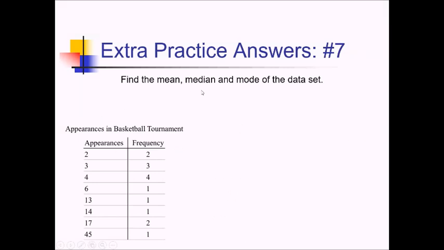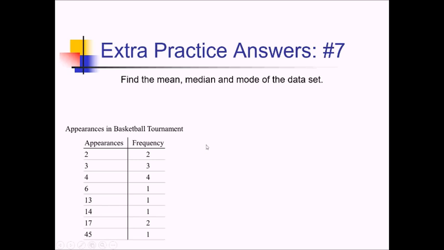On this one, we're trying to find mean, median, and mode for this frequency table dealing with appearances in a basketball tournament. So let's go ahead and find the mean first. We're going to have to add up how many items there are and then divide by the sum of all the items. So let's talk about how many items there are in the first place.